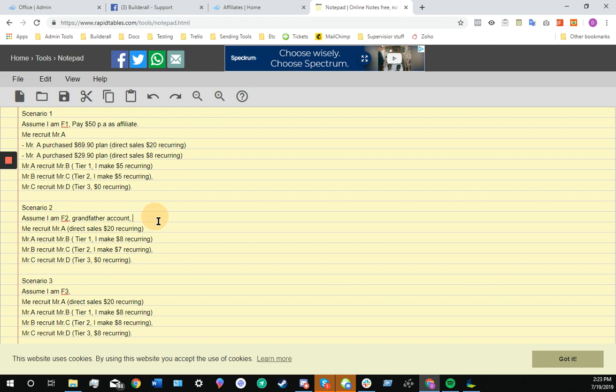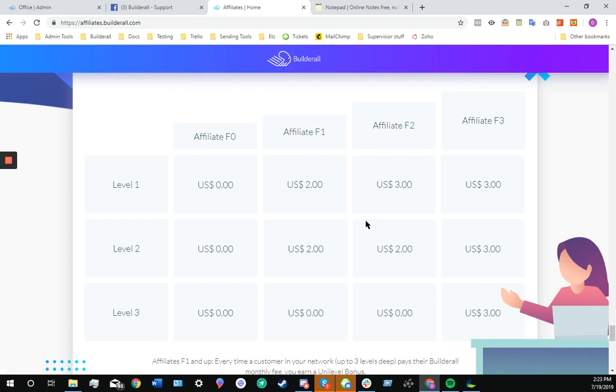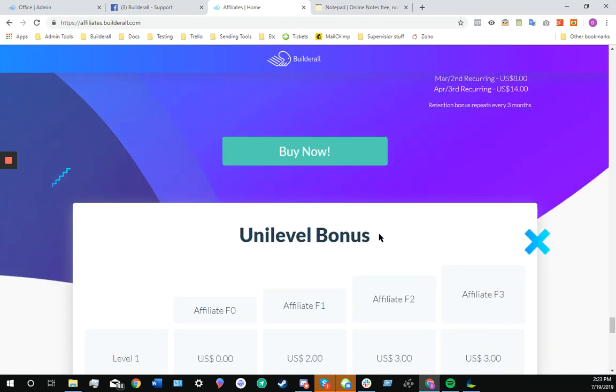Now, scenario number two, this part of it is going to be in a similar vein to what I was explaining before. We just need to make sure that we consult this chart, just in case the user that you bring in, or the user that your downline brings in, pays for the $29.90 plan, because it's a very real possibility.